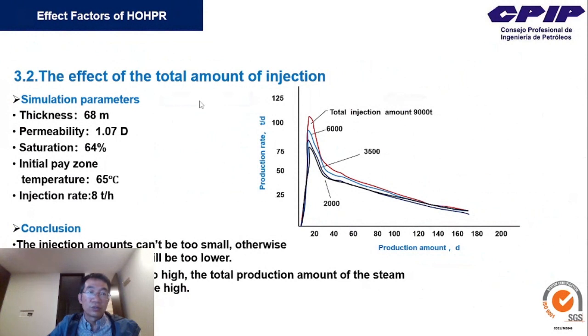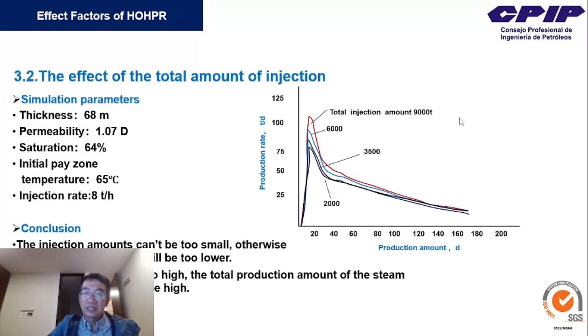3.2. The effect of the total amount of injection. The stimulation parameters are the same: thickness is 68, permeability is 1.07, saturation is 64%, initial reservoir temperature is 65, and the injection rate is 8. We can see the picture.